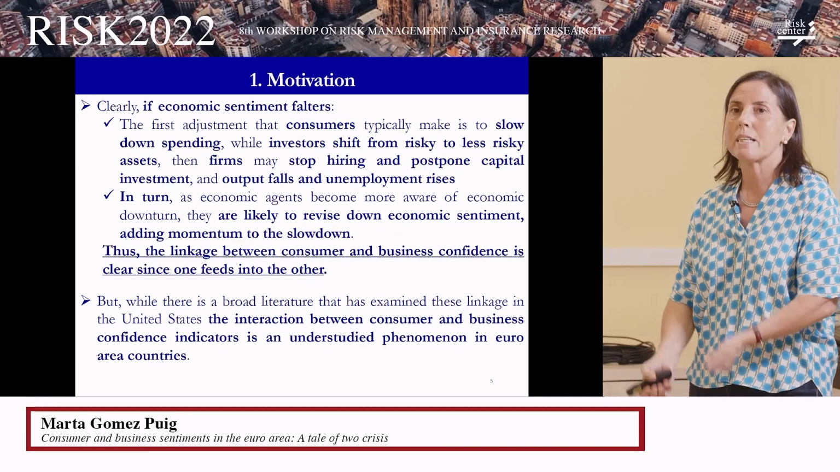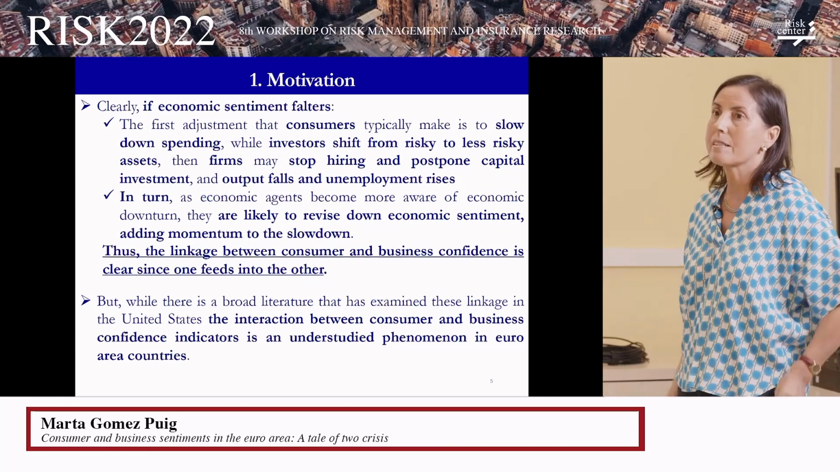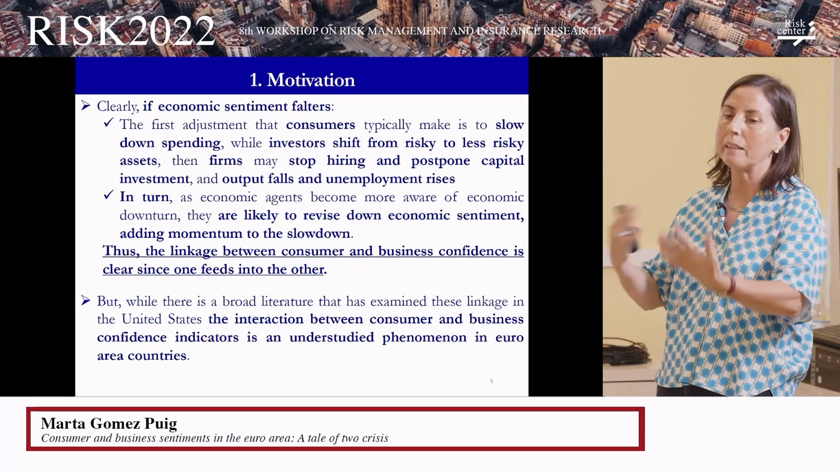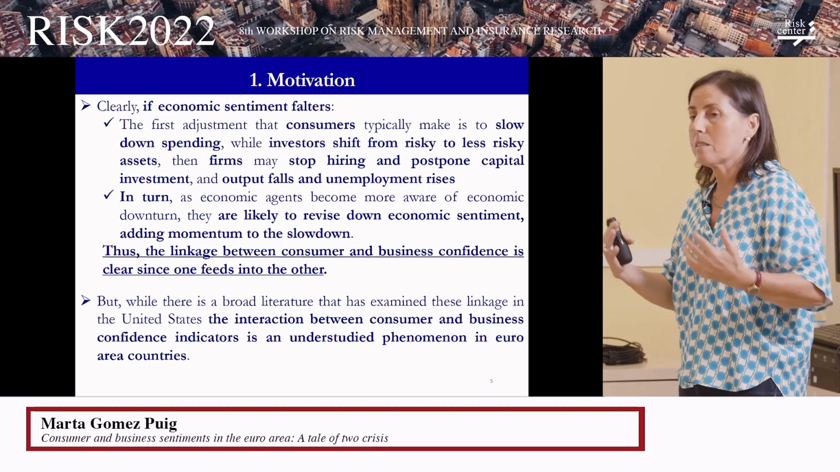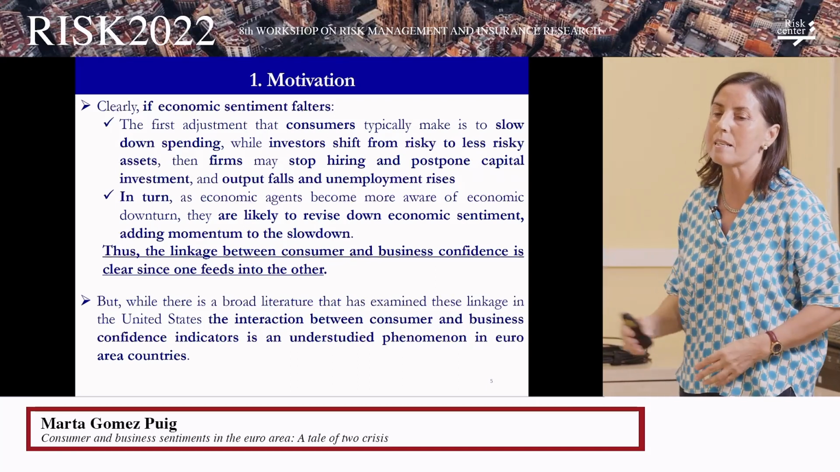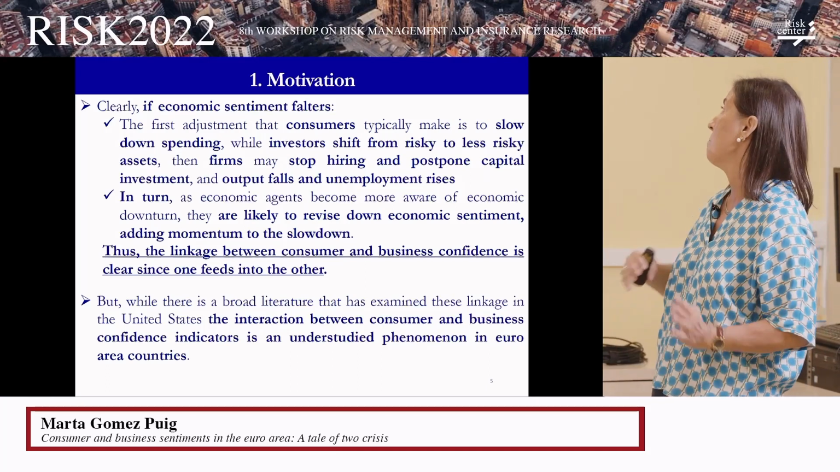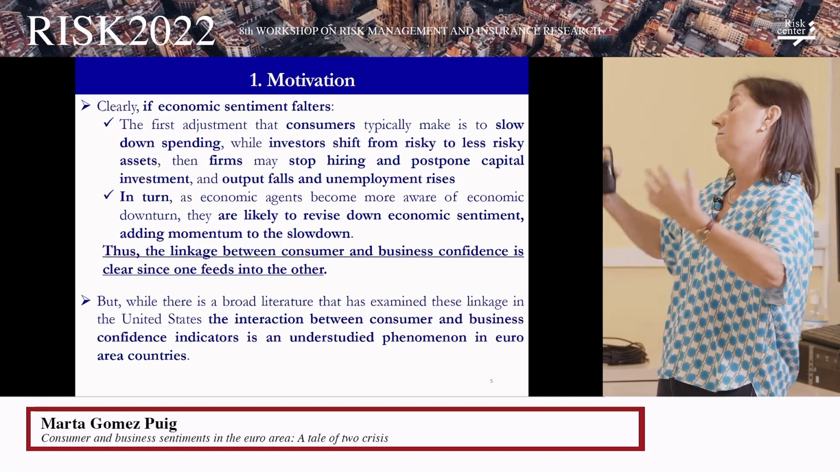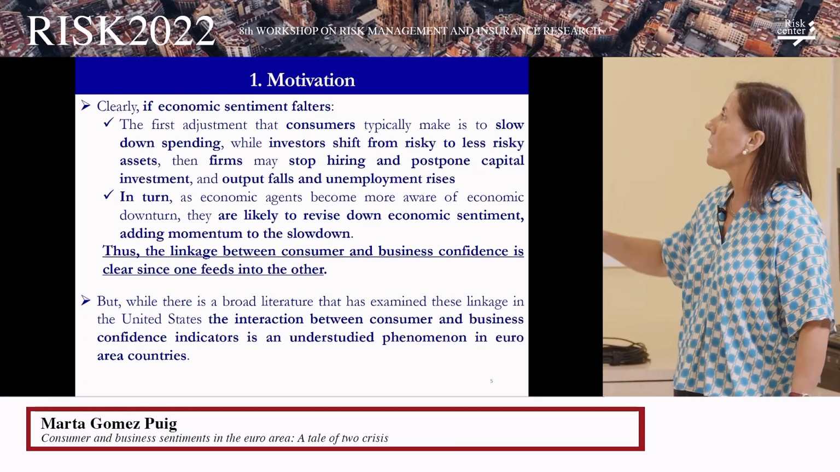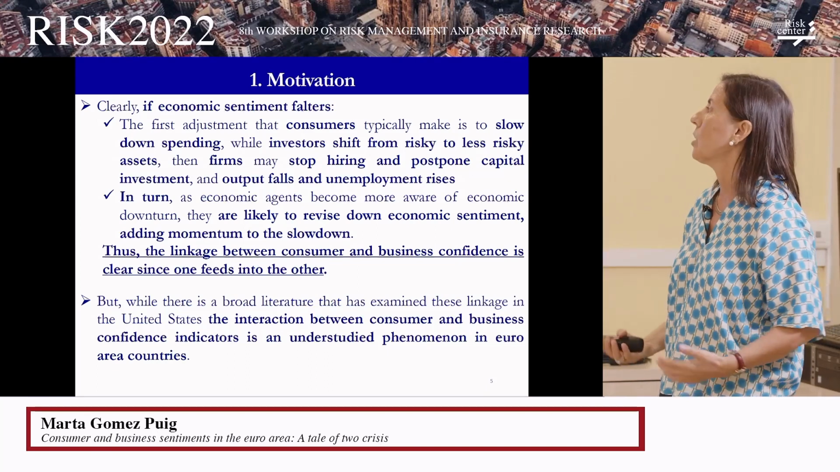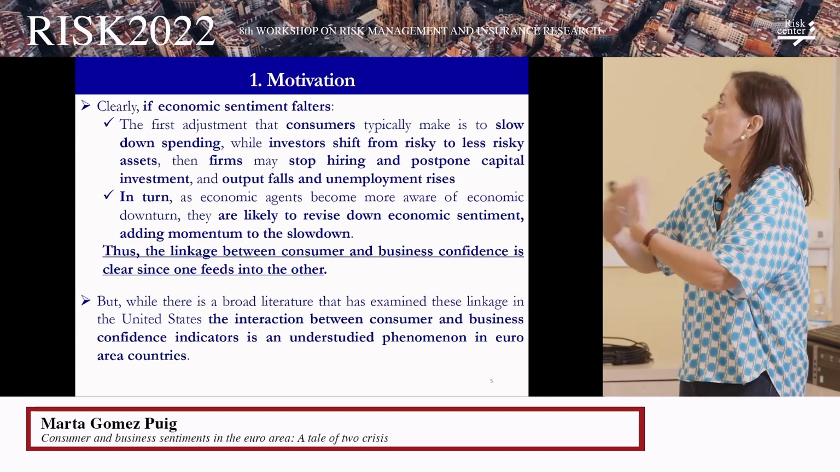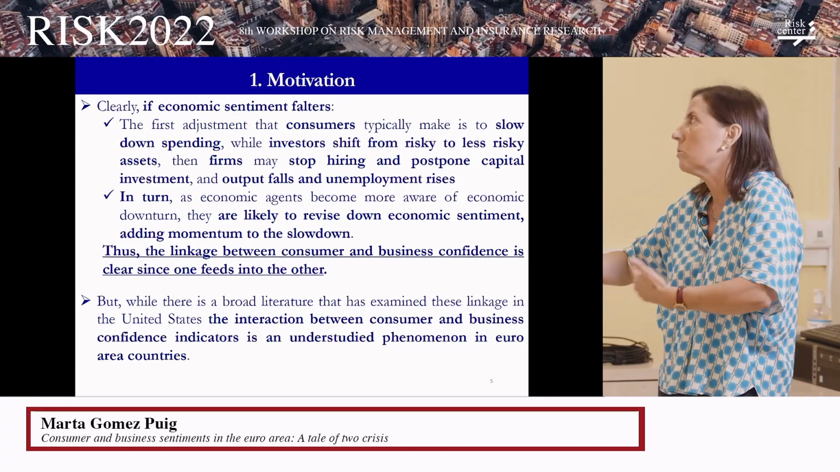Clearly, if economic sentiment declines or falters, the first adjustment that consumers typically make is to slow down spending. Then investors would shift from risky to less risky assets. Firms may stop hiring and postpone capital investment, and output finally will fall and unemployment rise. But in turn, as economic agents become more aware of the economic downturn, they are likely to revise down their economic sentiments, adding momentum to the slowdown.